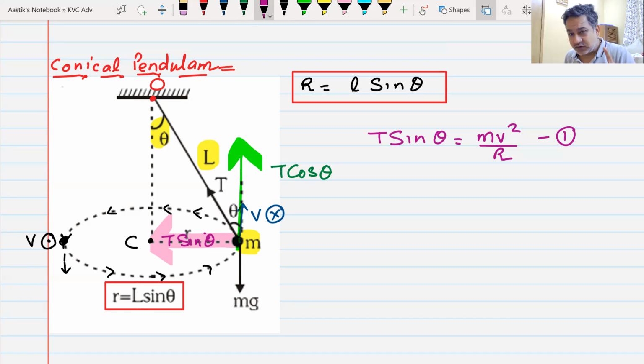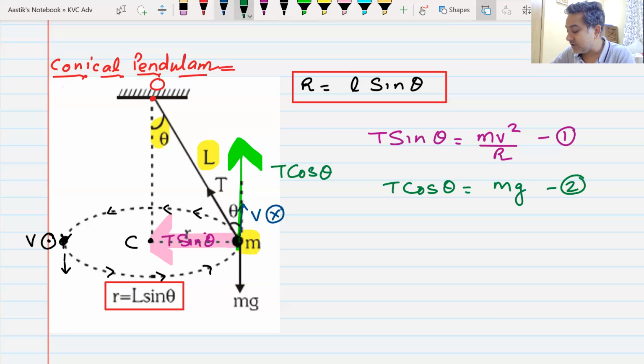The second equation here in this case will be perpendicular to the plane of the circular motion. Circular motion is happening in the horizontal plane, so the perpendicular direction is vertical. There is no motion in the vertical direction. Therefore, T cos theta, the upward force, will be equal to mg, the downward force. These were the equations that you had to make, and I'm very sad that you could not make these equations.